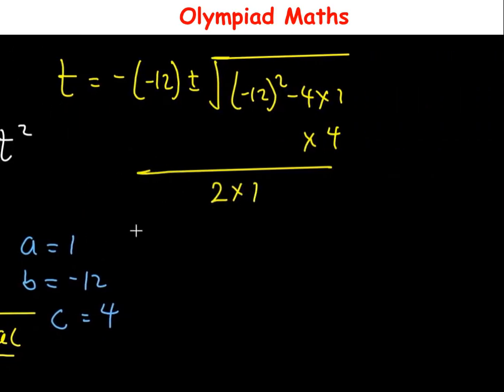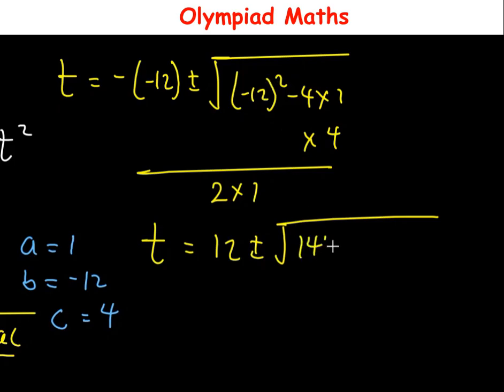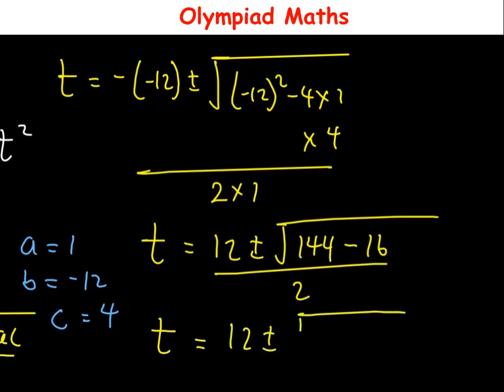With this, the value of t is equal to minus times minus 12, which is plus 12, plus or minus the square root of (minus 12) squared, which is 144, minus 4 times 1 times 4, which is 16, all over 2 times 1, which is 2. The value of t is then equal to 12 plus or minus the square root of 144 minus 16, which is 128, all over 2.